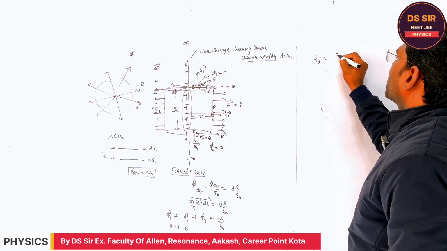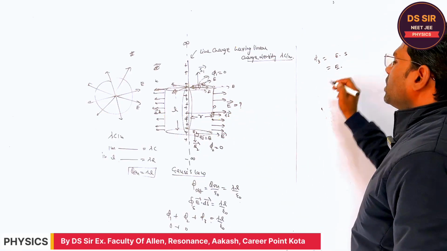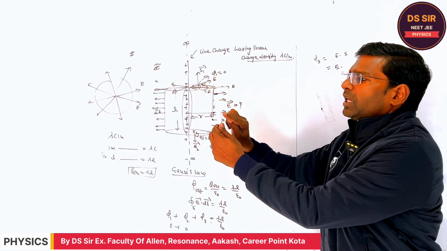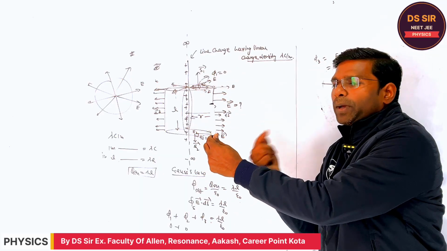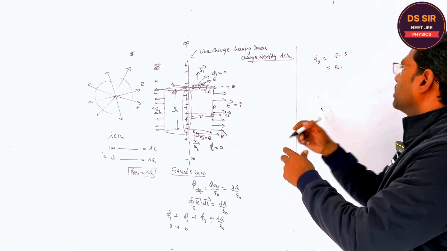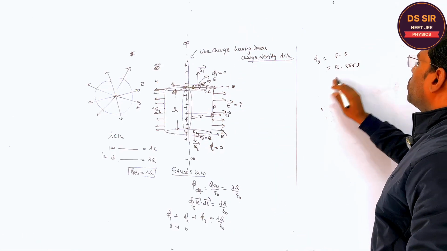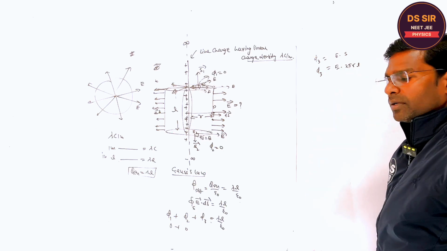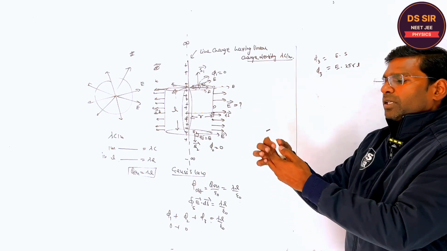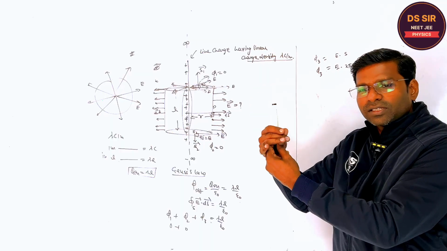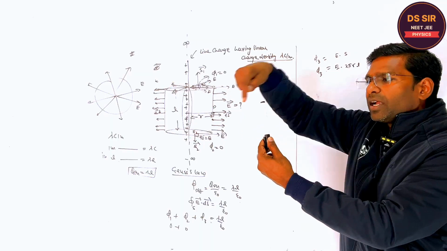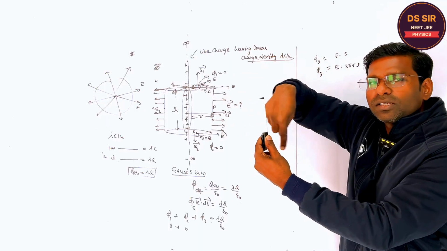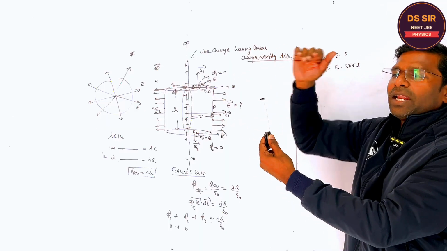So what is the flux phi 3? It is nothing but electric field into area. What is the area of this lateral surface, you tell? This is the cylinder lateral surface. To find this area, the circumference is 2 pi r, and the length is L. So the area of the lateral surface is 2 pi r into L. Is it clear or not?